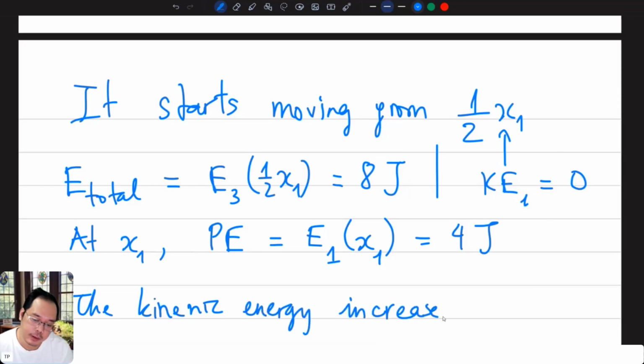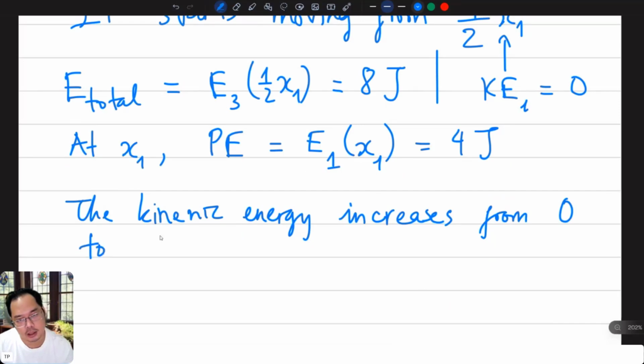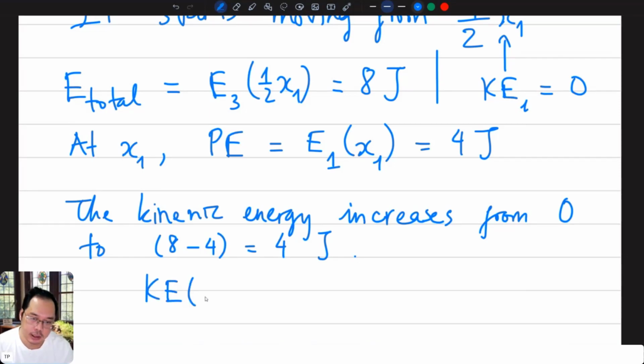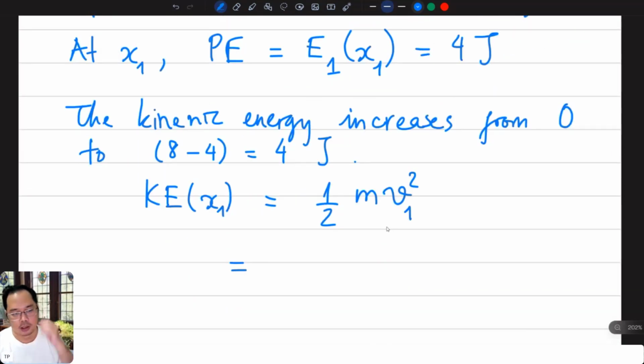The kinetic energy increases from 0 to 8 minus 4, which is 4 joule. Okay. And that kinetic energy at x1 is 1/2 of the mass times the speed at x1 squared. It equals 4 joule. The mass is 3 kilograms, and then we can find V1.